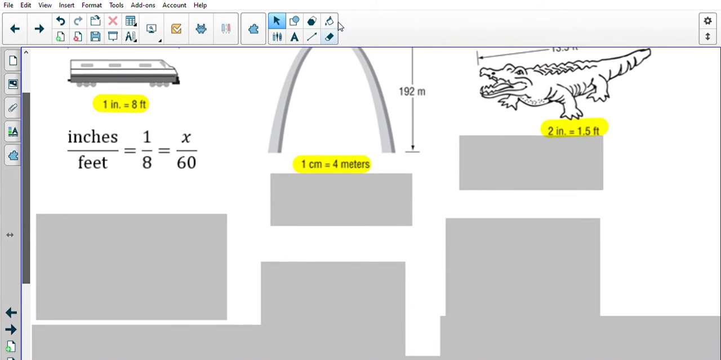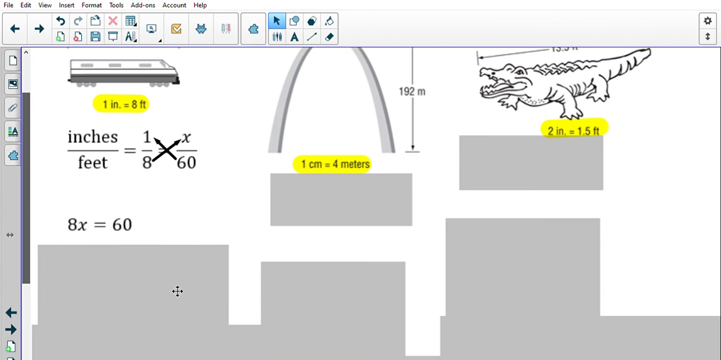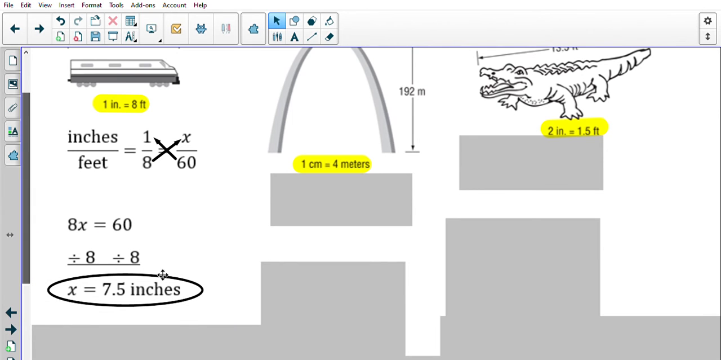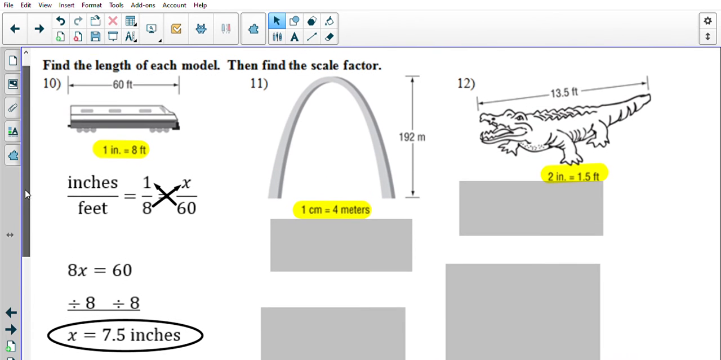Do you remember how to solve these things? We cross multiply. Hopefully you remember that. So we take 8 times x, 1 times 60, and set them equal to each other. So I have 8 times x is 8x, 60 times 1 is 60. Divide both sides by 8, and we get that the model length of this thing is 7.5 inches.